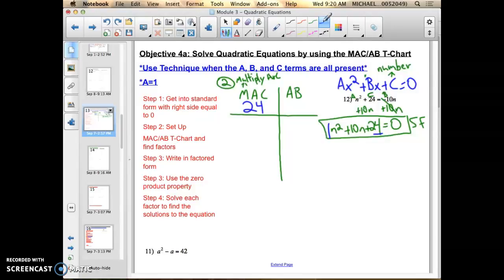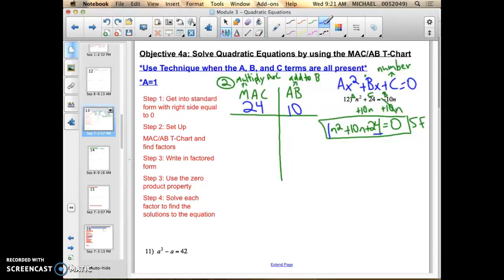Alright, so I multiply the A and C term, and then AB stands for add to the B term. In this case, all I put underneath AB for now is whatever the B term is, and it's 10. Just the numbers, not the variables. Remember the coefficients in front. So I have set up my MAC AB T-chart completely at this point. I wrote MAC, I wrote AB, I wrote 24 and 10 below their needed spots.